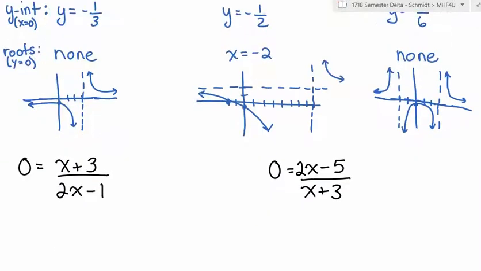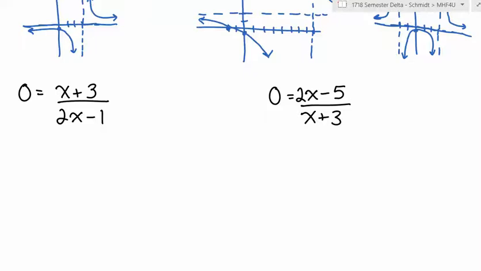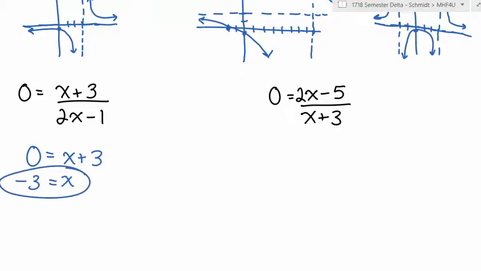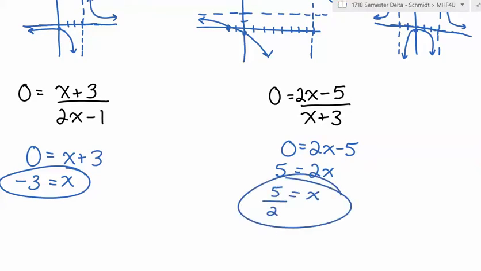Then the only other part of C3 is just solving rational equations. If we had to solve this, really it just matters that the numerator is 0, because if we multiplied both sides by 2x minus 1, we'd just get 0 equals x plus 3. So if we move the 3 over, x equals -3. And then for this one, same thing. We just need to figure out what our numerator equals. That's it for C3.